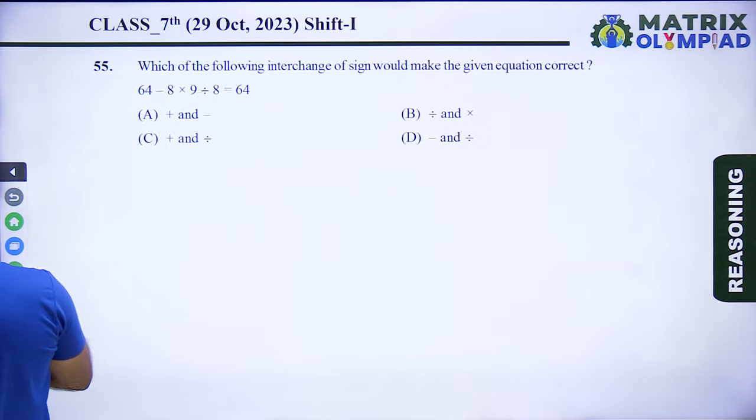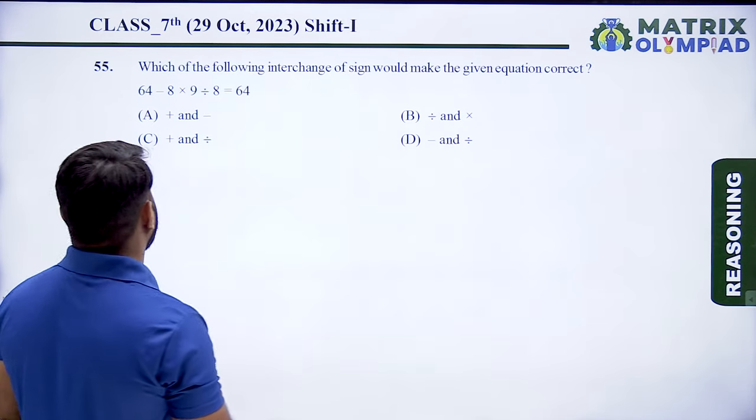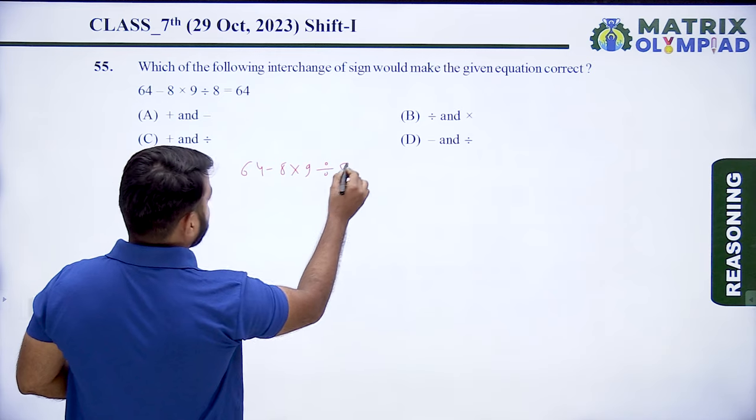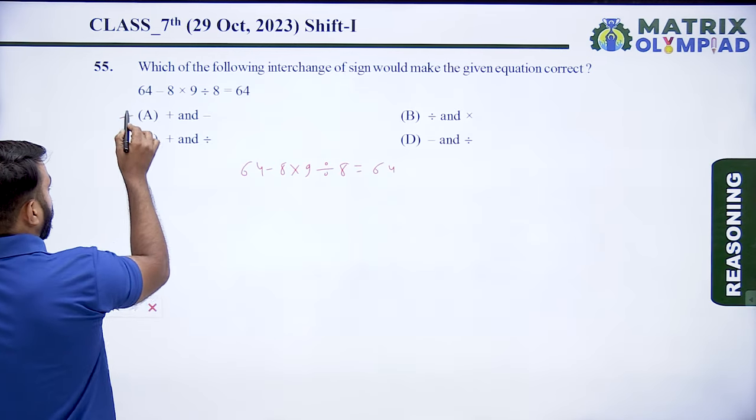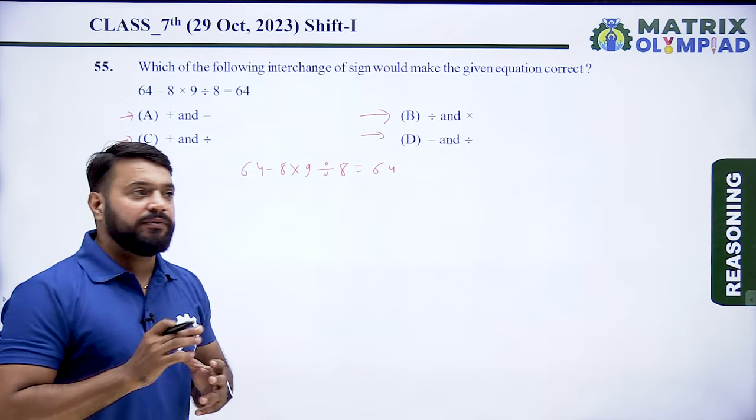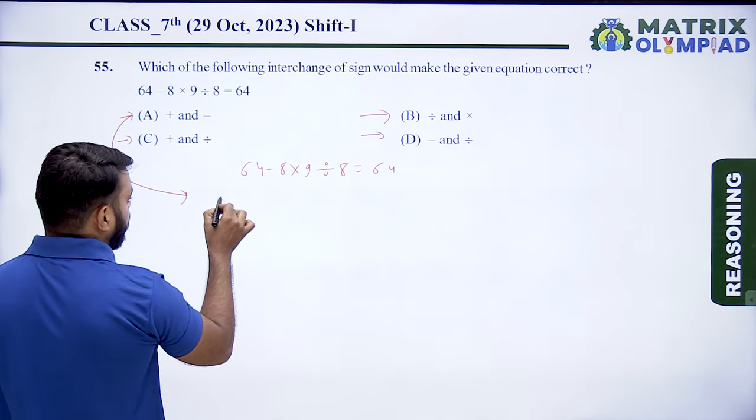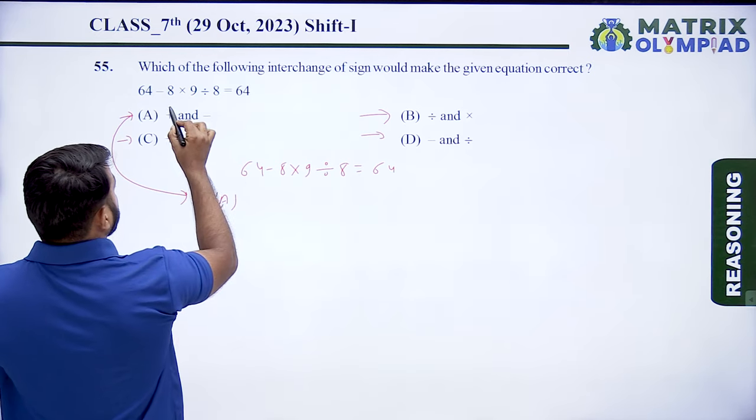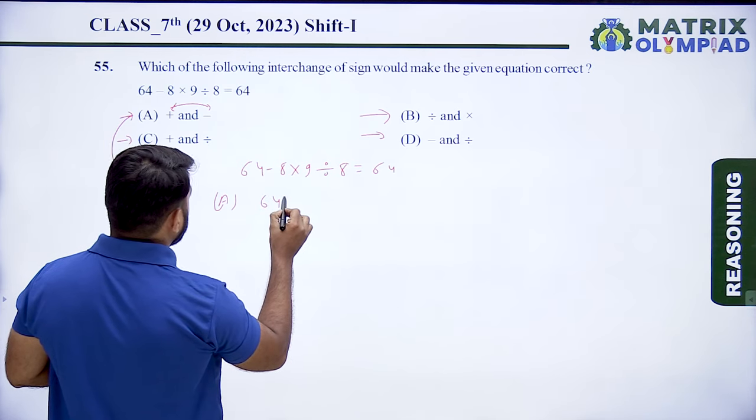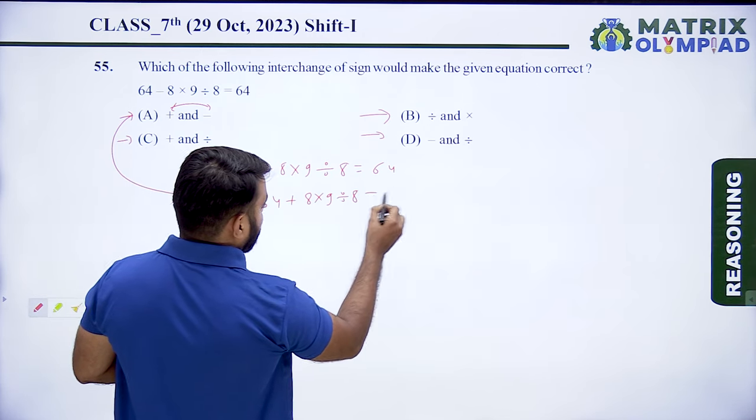So the next question is question number 55. Which of the following interchange of signs would make the given equation correct? The equation is 64 minus 8 multiplied by 9 divided by 8 is equal to 64. We have four options for this question. In this question, options are taken one by one to see which one follows correctly. So first taking option A. According to option A, interchange the plus and minus. So the equation is 64 plus 8 multiplied by 9 divided by 8 is equal to 64.